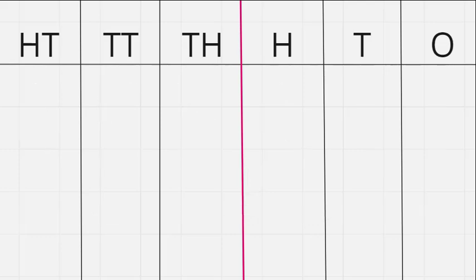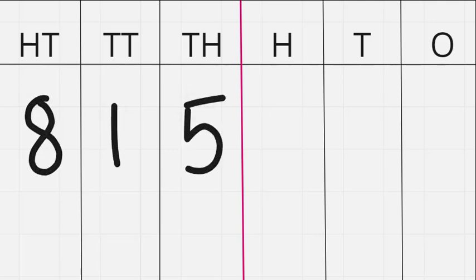Our final number is 815,306. Write the number 815,306 on your place value chart. The first part is 815. 815,000. Then the second part is 306.